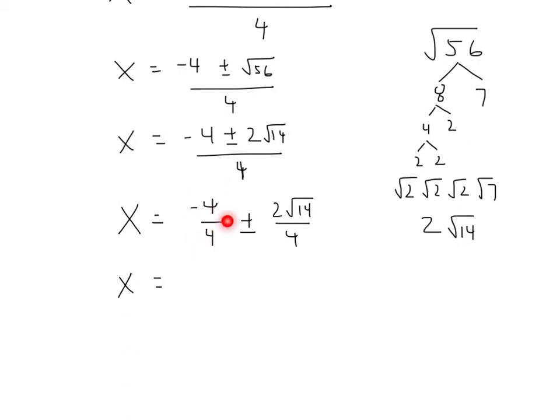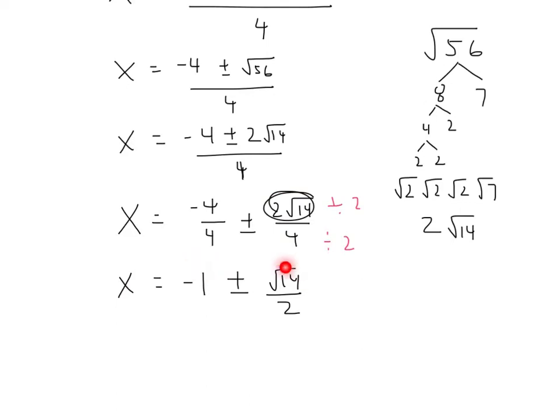So this part, negative 4 divided by 4, that's easy. That's negative 1. And then this back part, 2 radical 14 divided by 4. Well, we can reduce this just like any fraction. We can divide the top and bottom by the same number. So I'm going to divide the top by 2 and the bottom by 2. 2 radical 14, if I divide that by 2, that would just get me radical 14. And then 4 divided by 2 is just 2. So this right here is my answer: negative 1 plus or minus the square root of 14 divided by 2.